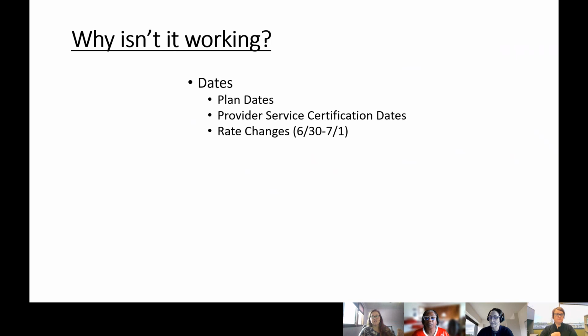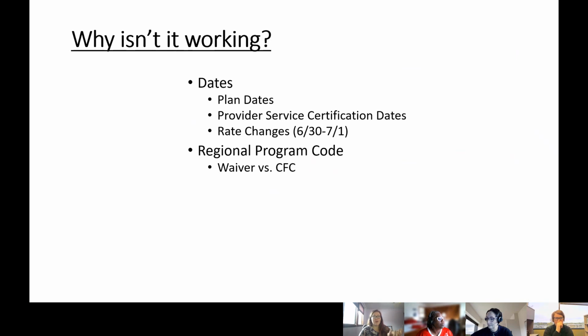It could be that rate change that we talked through, where we have that June 30th, 7/1. That's the current rate change date frame that we're working on. In the future, we might have other ones, but this is one that we're experiencing right now. It could be that you have a regional program code selection issue. So what's the service? Is it a waiver service or is it a CFC service? Making sure you're choosing the correct regional program code. And the region should always be where the client lives, okay?